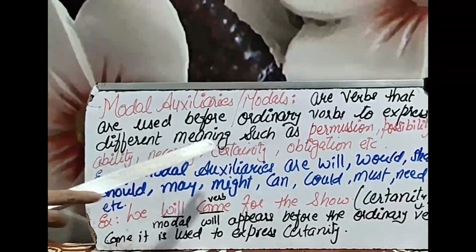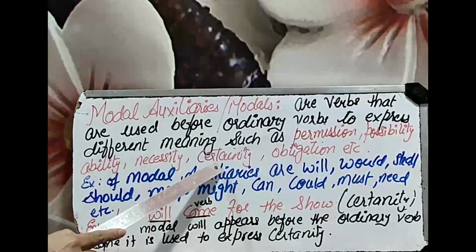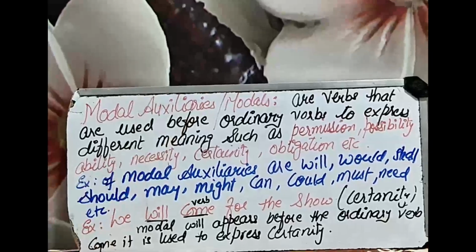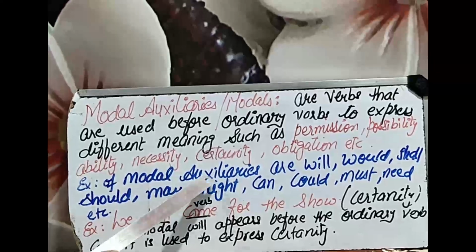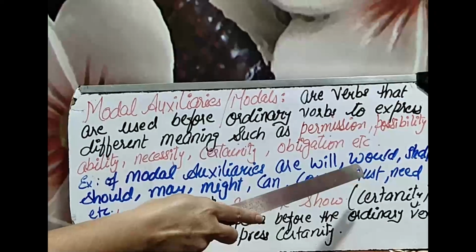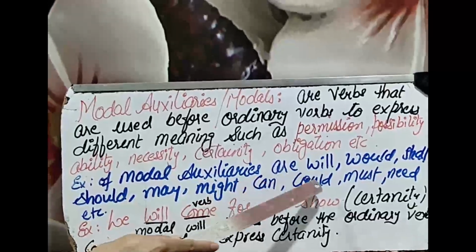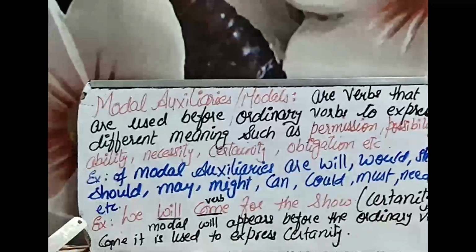In modals, what do we get? Permission, possibility, ability, necessity, certainty and obligation, etc. In modal auxiliaries, always remember which words we use: will, would, shall, should, may, might, can, could, must, need, etc.